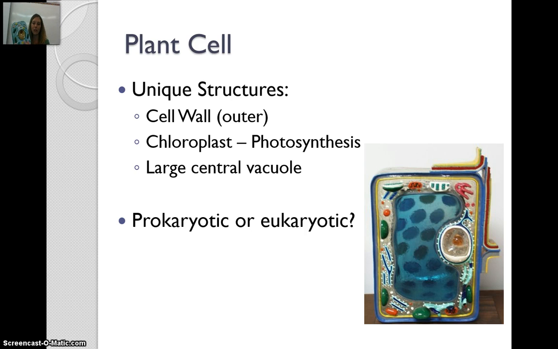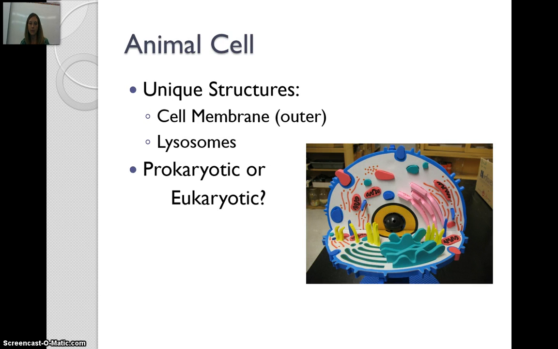Is this a prokaryotic or eukaryotic type of cell? It's got a nucleus. It's got fancy cell parts, which means it is eukaryotic. Write that in all capital letters under plant cell. And then an animal cell's defining features is going to be that the outer layer is the cell membrane. This is why animal cells are more flexible. And then they also have organelles called lysosomes, which we'll talk more about in a second. So animal cells, of course, are eukaryotic. They have a nucleus and membrane-bound organelles.